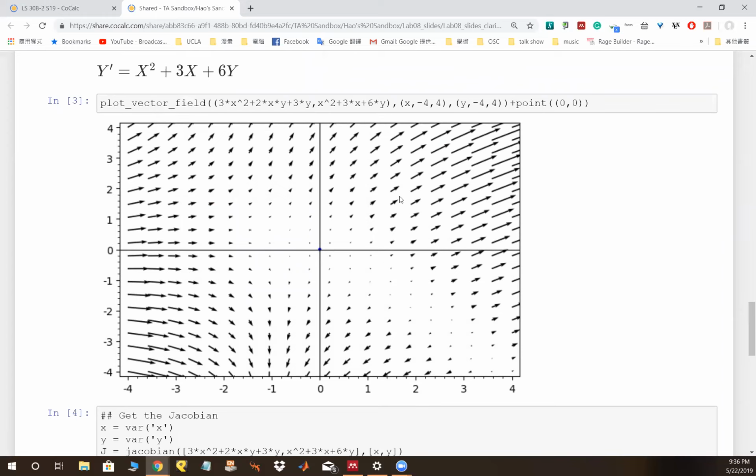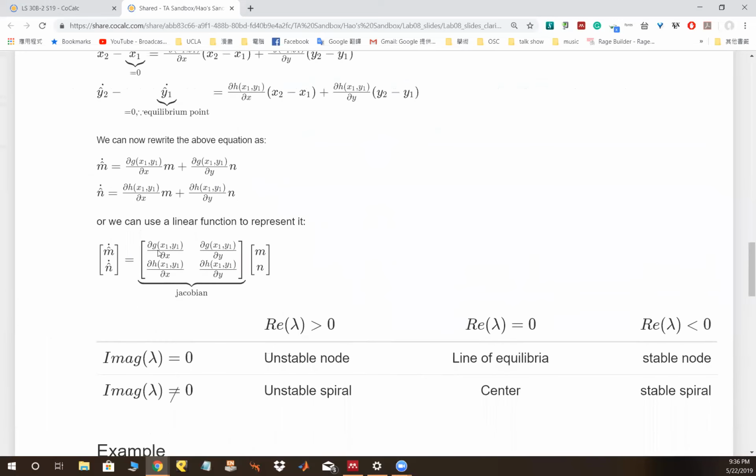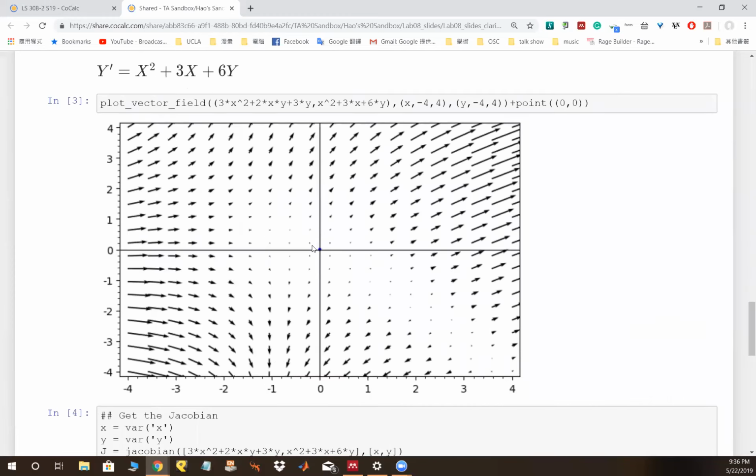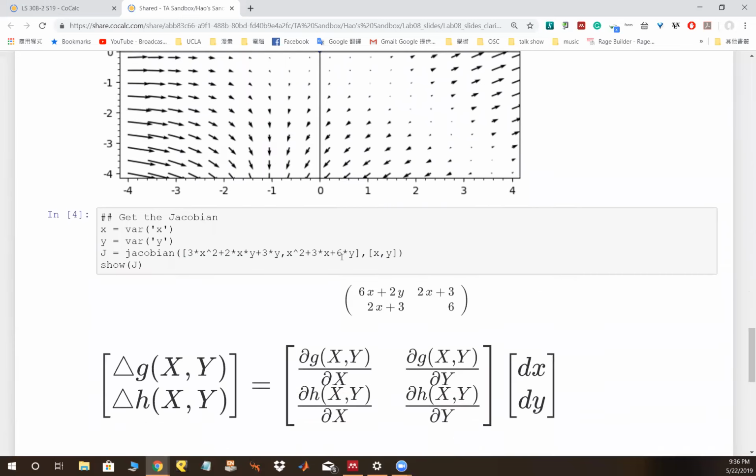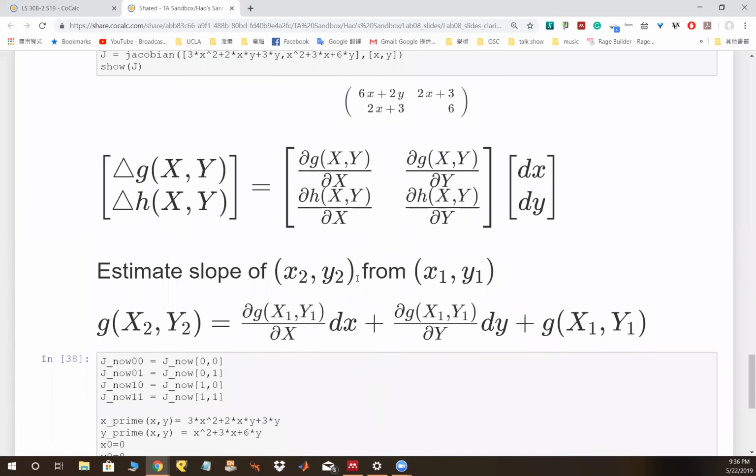However, this Jacobian method, testing the eigenvalues of the Jacobian, is only valid at a point nearby that equilibrium point. If it's away from it, it will be different. The way to see that is to plot the vector field, and it looks like that. But if you plot the vector field by the Jacobian, you may ask how to do that. That's simple, because the Jacobian means the change of G and the change of H by multiplying the difference of x and y.